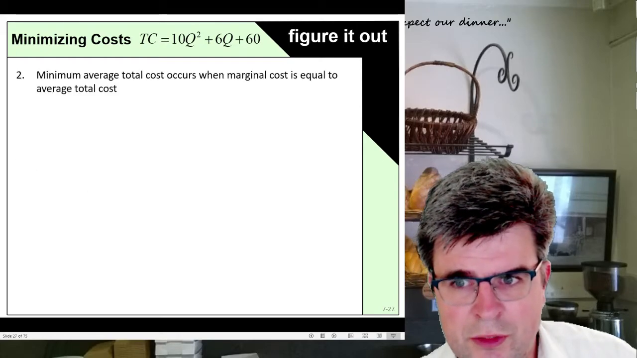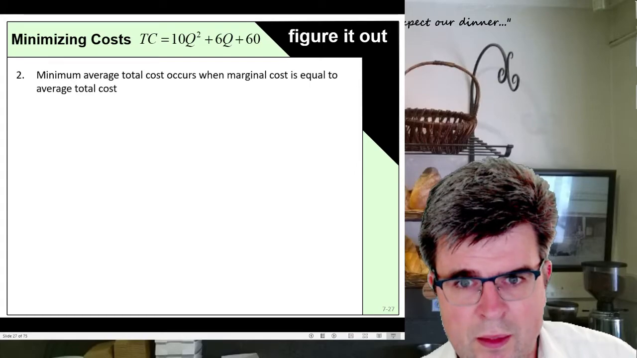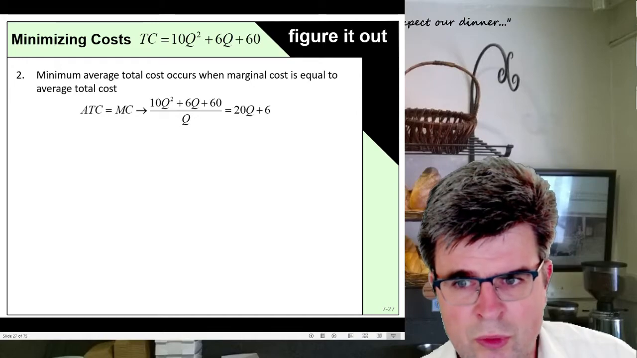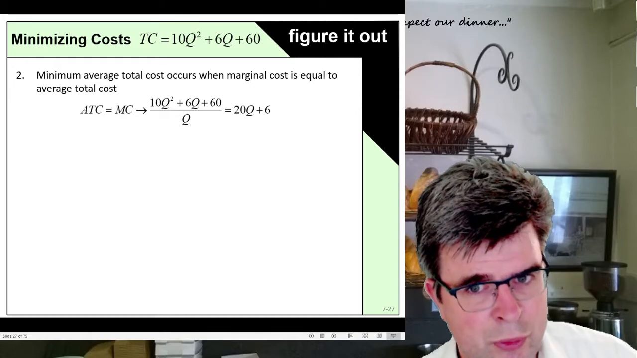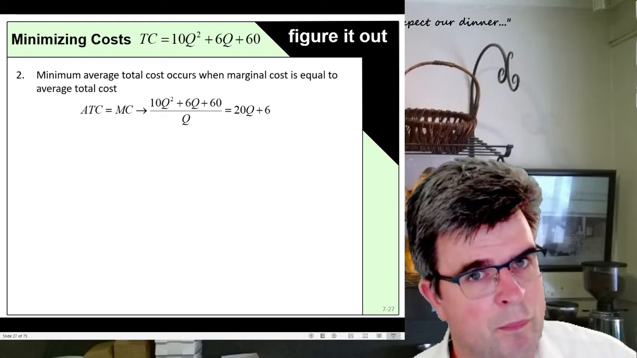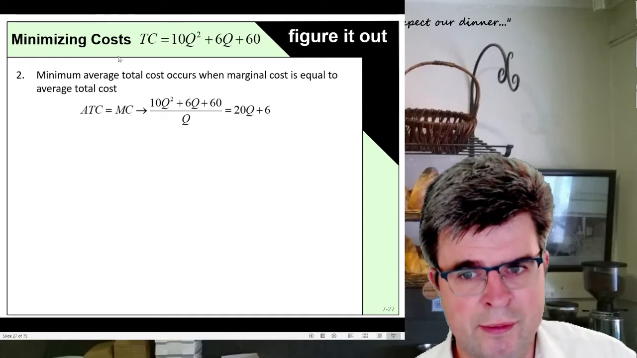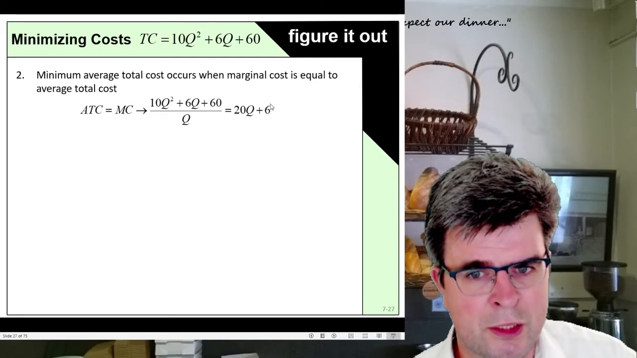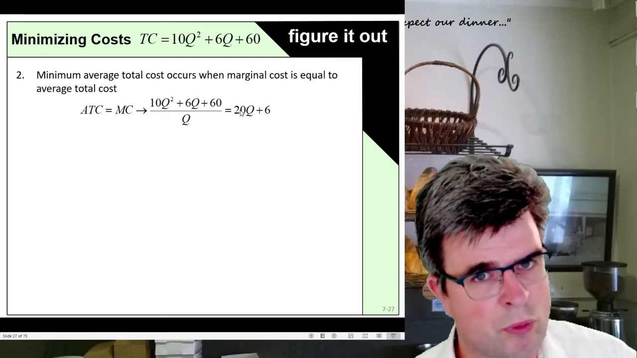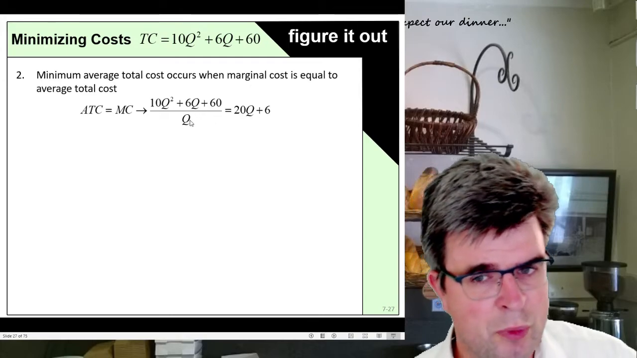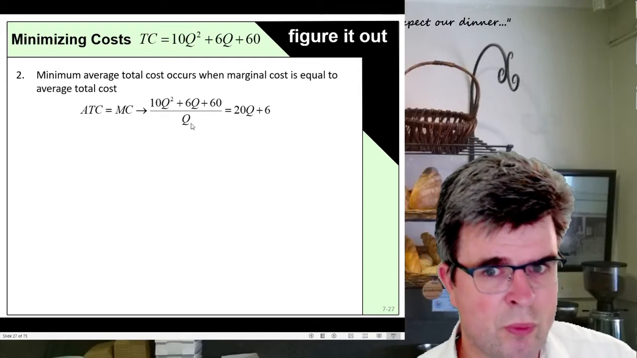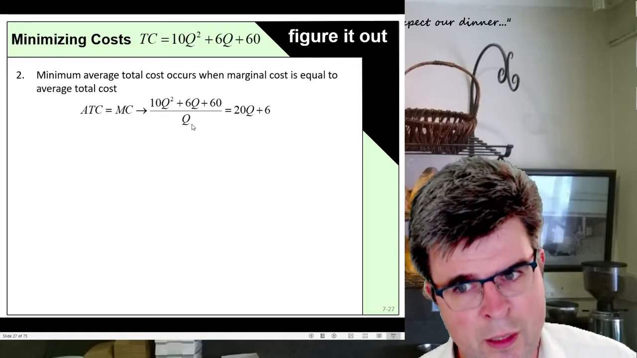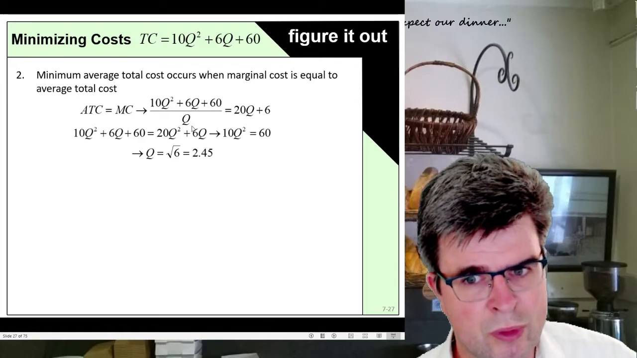Then question 2 is to find the minimum average total cost. So the average total cost at the minimum point should be equal to the marginal cost. Both were on the previous slide. So the average total cost is this expression. Our expression for marginal cost is equal to 20q plus 6. So we have one equation with one unknown, q. So we can solve for q, and that will give us the quantity that minimizes the average total cost.